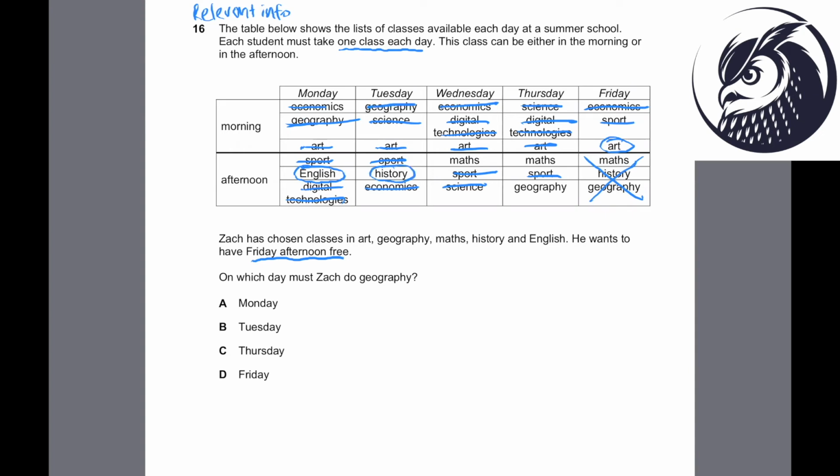Which means the only geography class that he can attend is the one on Thursday afternoon. And so we are going to circle that, and that must be our answer. So Zach must do geography on Thursday. And just for completeness' sake, that means on Wednesday, he has to do maths.